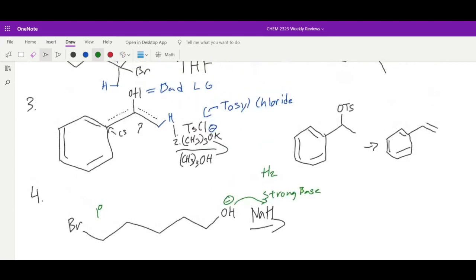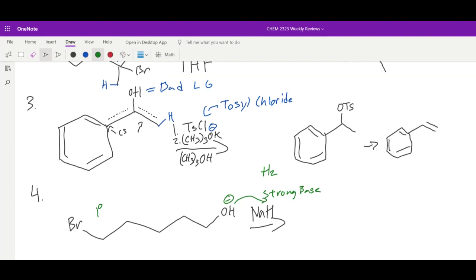Okay. Let's think about what just happened. Earlier, we learned how to make alcohol into a good leaving group by using tosyl chloride. Now we just learned how we can make alcohol into a good nucleophile. So alcohol is very diverse, and it could do either, depending on what it is being reacted with.